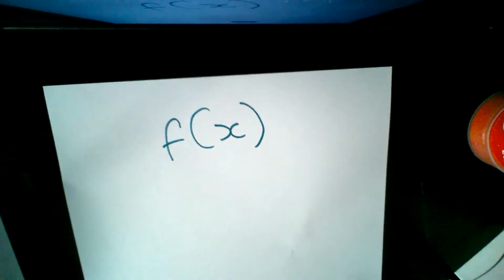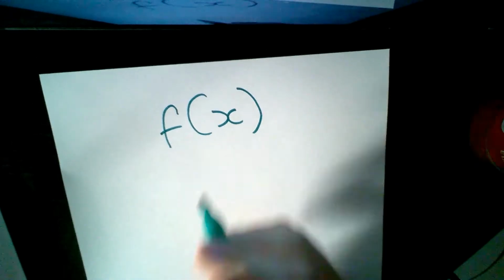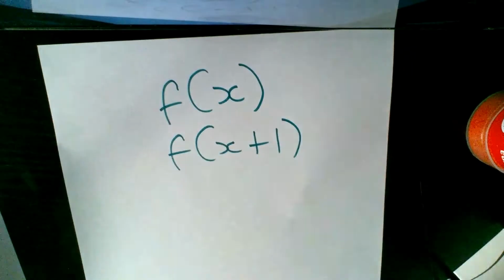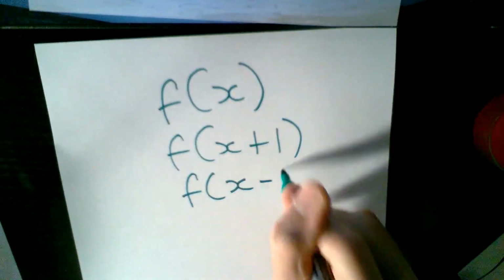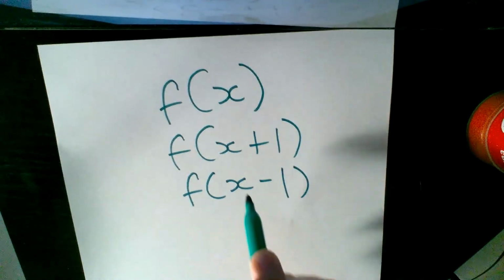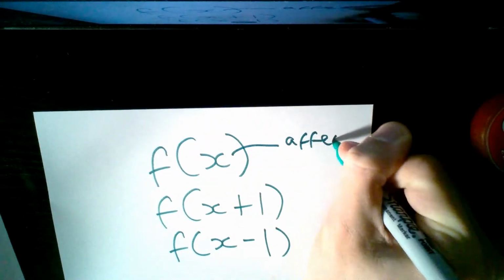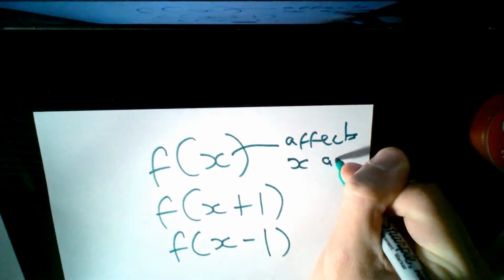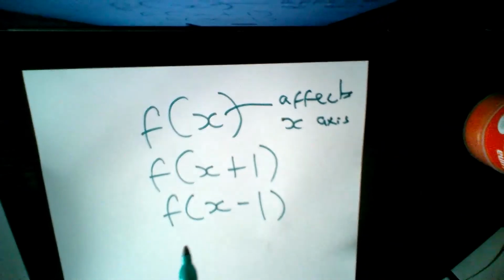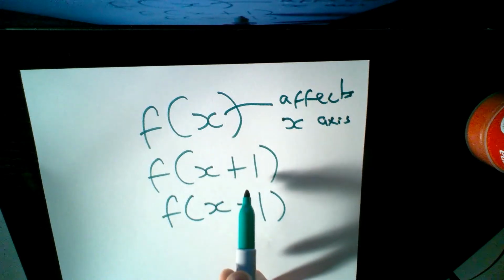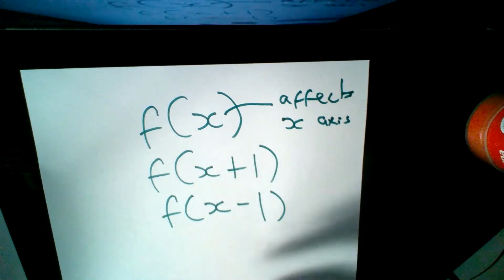Now let's move to inside the brackets. So we have f of x. Okay? Inside the brackets, we could have f of x plus 1, or f of x minus 1. So what we do now, it's inside the brackets, so it affects the x-axis.